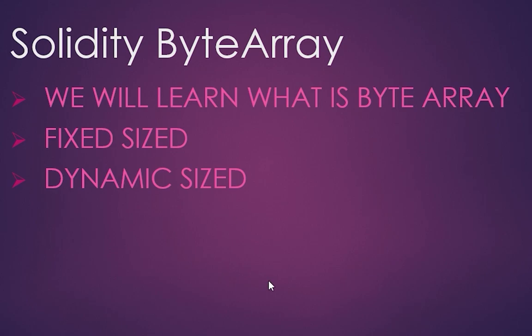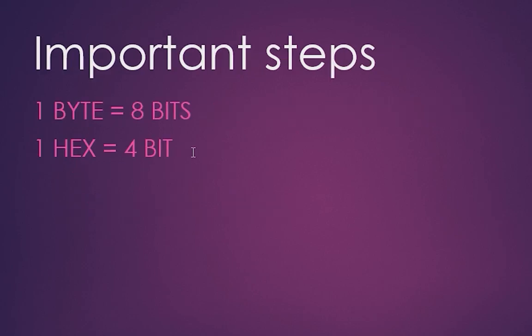Before starting coding, first you have to know about some important steps. These are the important steps you must know. In 1 byte we have 8 bits, and in 1 hexadecimal value we have 8 bits, and all the values stored in a byte array will be in the form of hexadecimal. To see the practical, let's move to the Remix IDE.